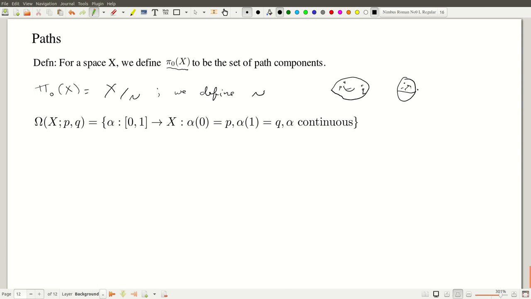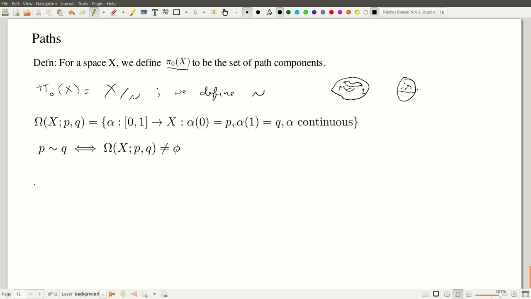Then given P and Q, I have lots of paths between them, and I look at the set of these paths. But given P and R, there are no paths at all. So that tells you how we can define tilde: in terms of whether the set of paths is empty or not. Two points are equivalent, in the sense of being in the same path component, if and only if the space of paths between them is non-empty. You can think of paths as witnesses that these two are connected or not.